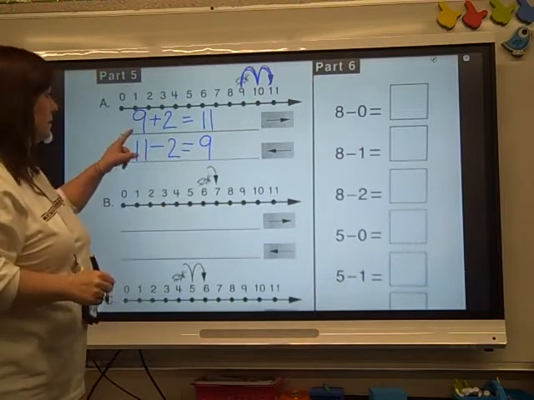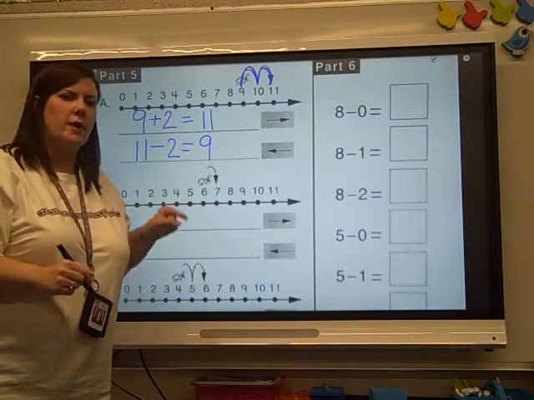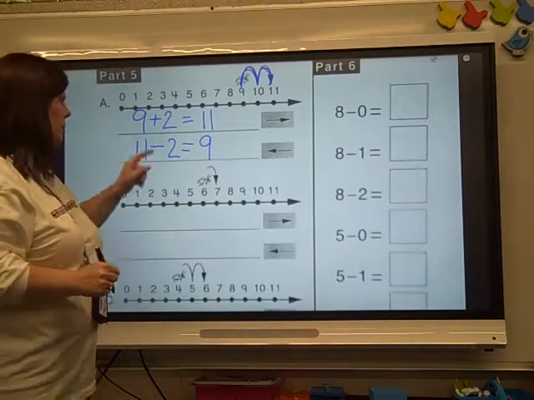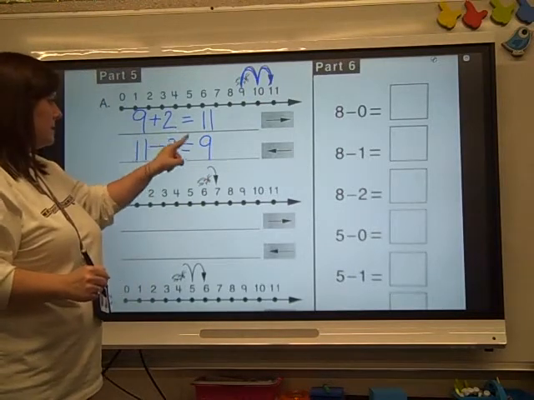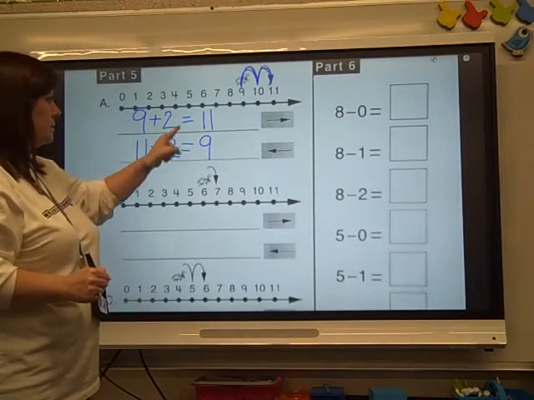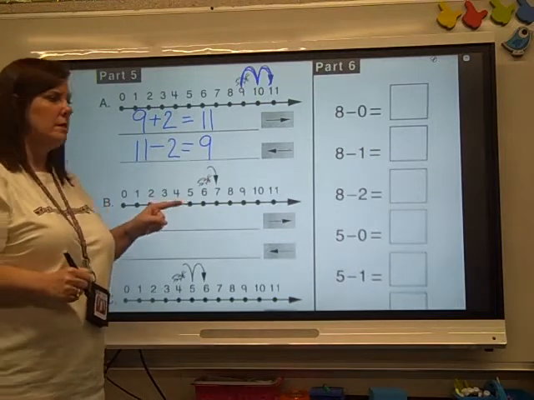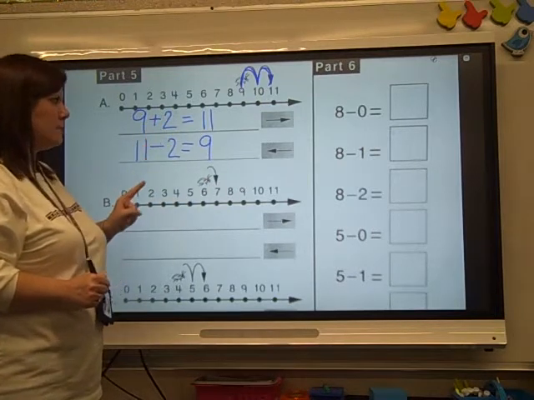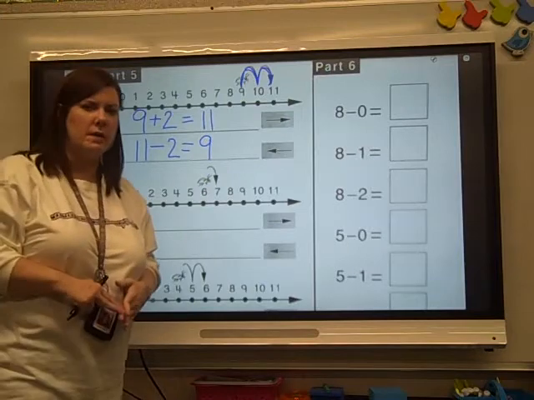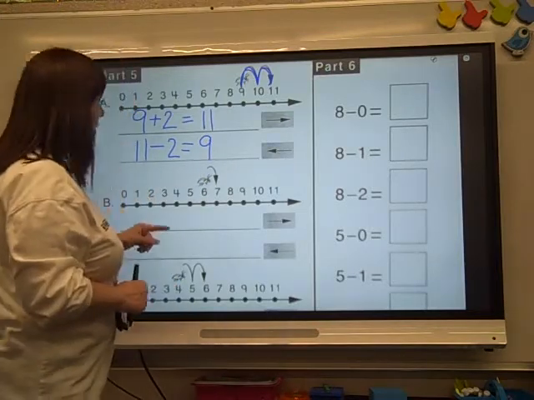Now look, those 2 problems are from the same fact family. Look, 9, 2, 11. All right? One's a plus problem, one's a minus problem. All right? Just like in reflex, okay? All right, let's try this one.